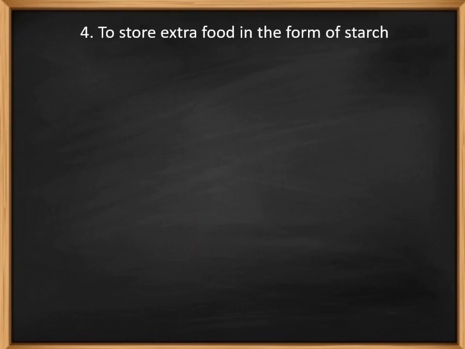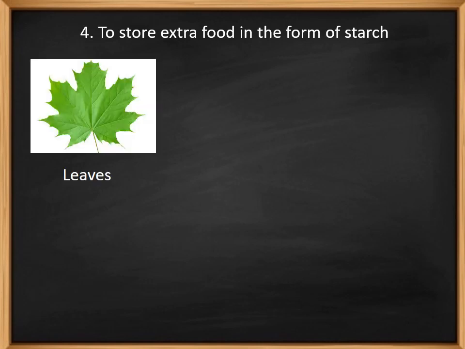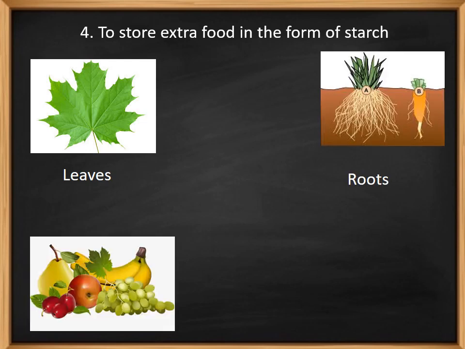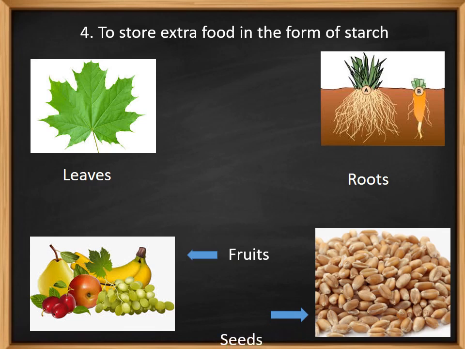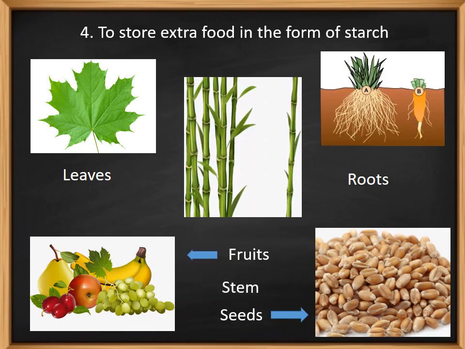And the food which is extra, plants do not waste them. They store this extra food in the form of starch in different plant parts like leaves, roots, fruits, seeds and stem. As you all know, plants store their extra food in different parts in the form of starch.